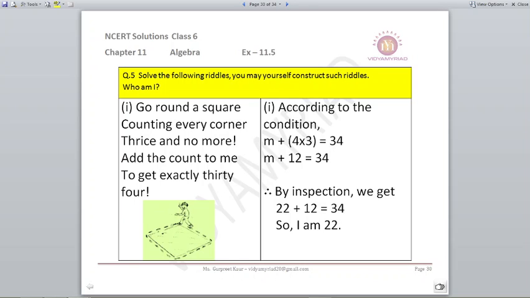Now there is a square provided to you, and every square, it has 4 corners. 4 corners we will count thrice, that is 4 multiplied by 3, that gives us 12. Add count to me. So what is the count? Let the number be m. So m plus 12, total number gives you 34. So who am I over here? What is the value of m here? I am 22.